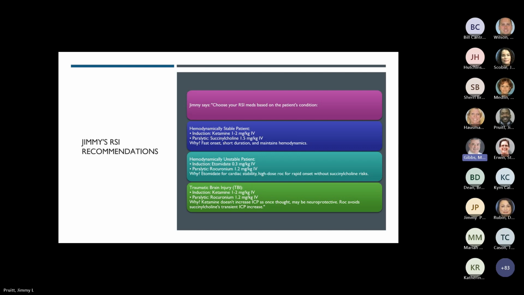So I would say I agree by and large with the vast majority of what you presented. I don't worry too much about sucks versus rock. And lastly, if they're compromised, I'm going to choose etomidate preferentially. Great, really great job. And thanks for sharing all this with us today. Thank you.